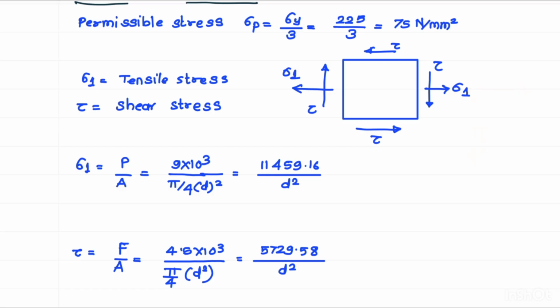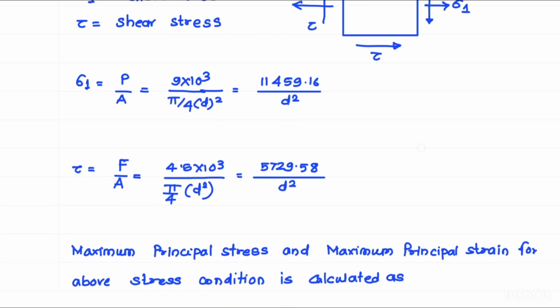Based on this you will get sigma 1 as 11,459.16 by d square, and the shear stress will be this shear force acting in this direction divided by this area. So again I am getting this as 4.5 into 10 to the power 3 divided by pi d square by 4. So it will be 5729.58 by d square. Now these are the two stresses that are acting on the particular element.